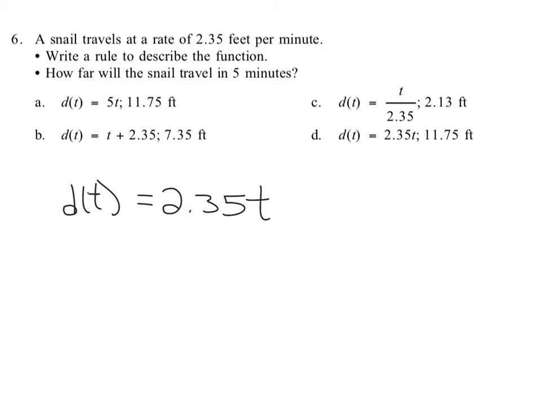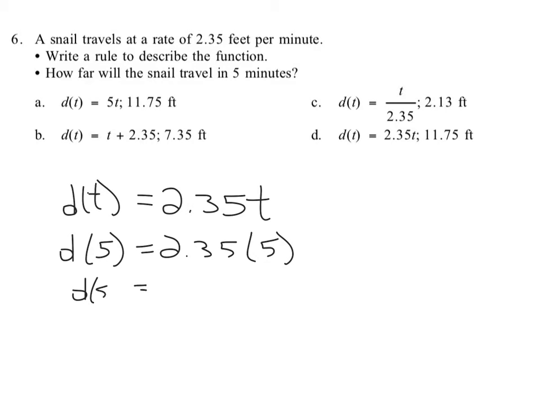Then it says, how far will the snail travel in 5 minutes? Well, 5 minutes is the independent variable t, and so we could write, and we should write it this way, d of 5, meaning we're going to calculate this function rule for a value of 5 for t. 2.35 times 5, and we get d of 5 is equal to what? Well, let's calculate it over here. 2.35 times 5.